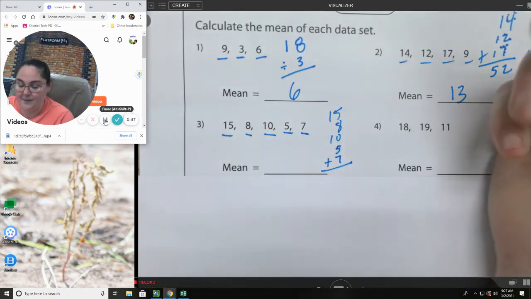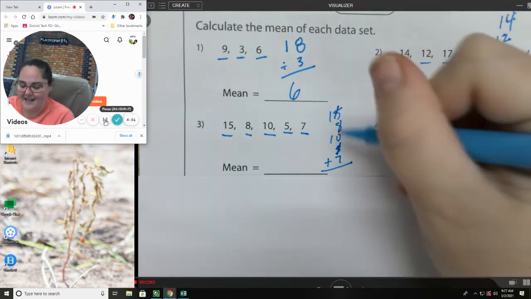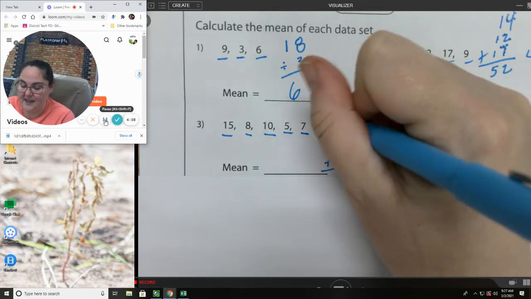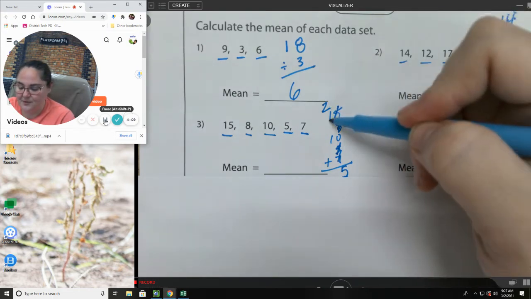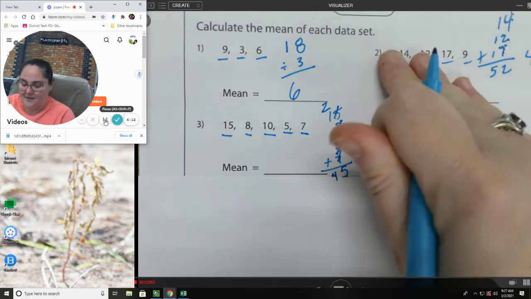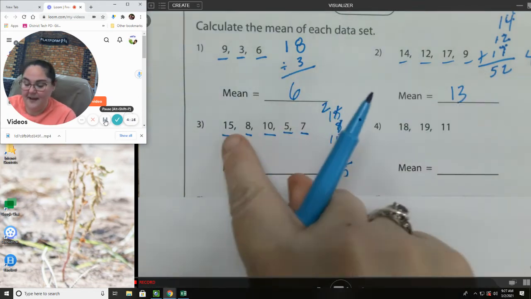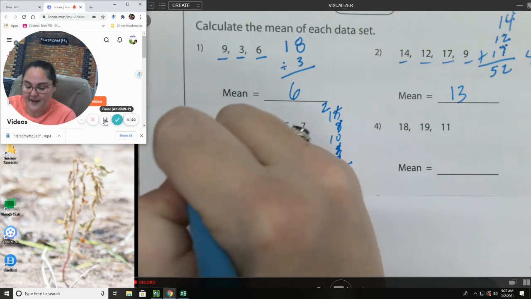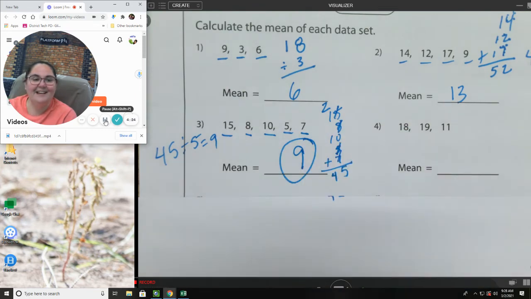All right, now I'm going to do it kind of easy. 5 plus 5 is 10, right? 8 plus 7 is 15, so I'm going to carry 2, because 10 plus 15 is 25. 2, 3, 4. My answer is 45. And then I'm going to divide by 5. 45 divided by 5 equals 9. Your answer should have been 9.